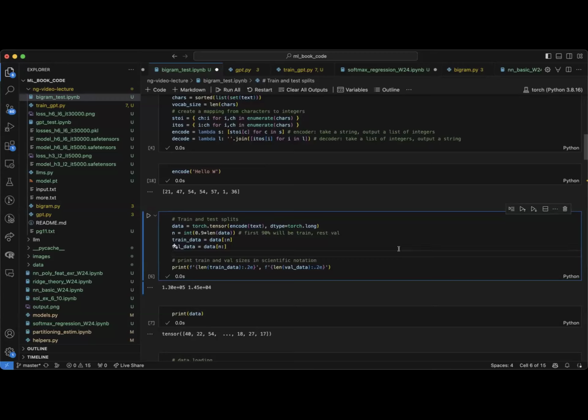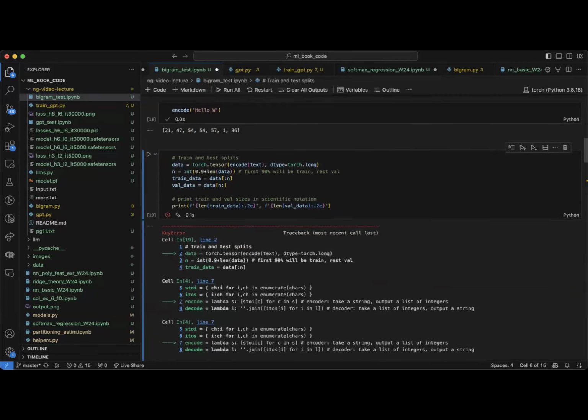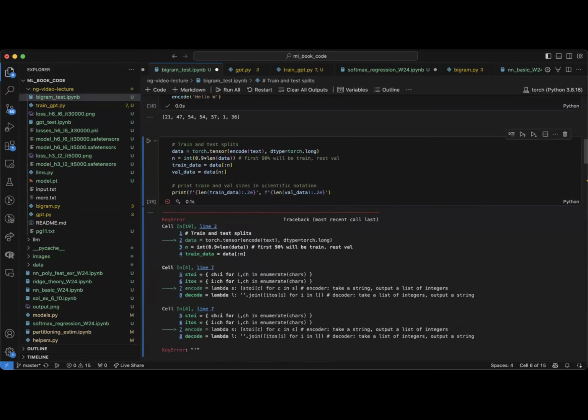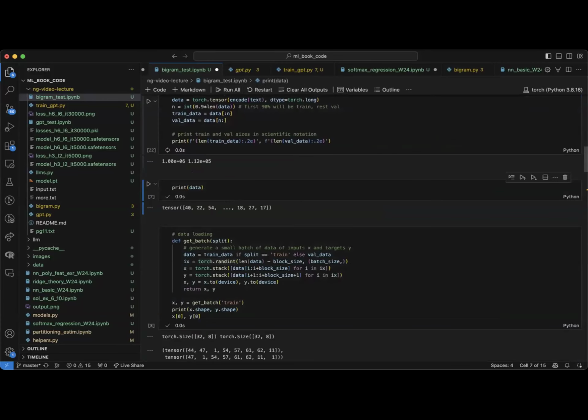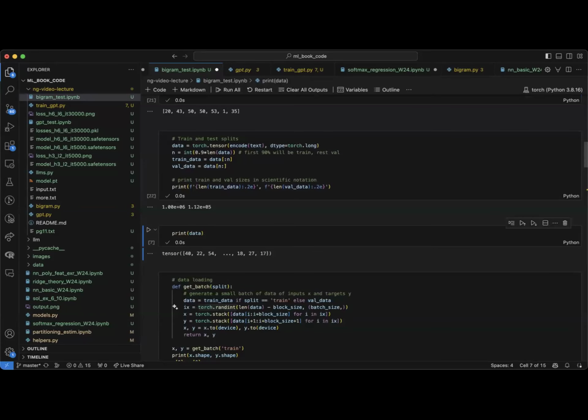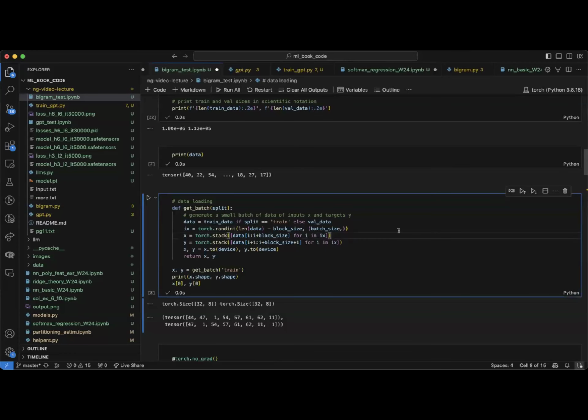And then what he does is split the data into training and validation, what he calls validation. So 90% of the data for training, which gives you about 1 million tokens, and about 100,000 for validation. There's the get batch, which gets batches of X and Y.